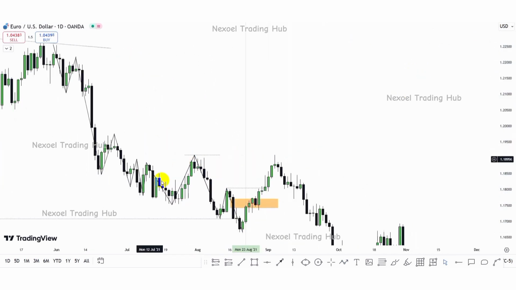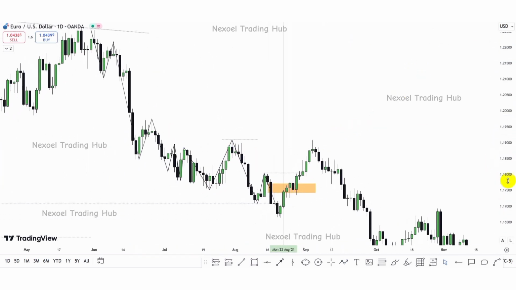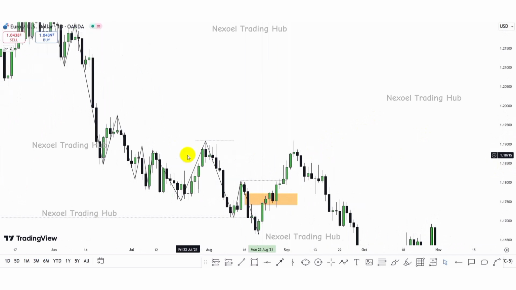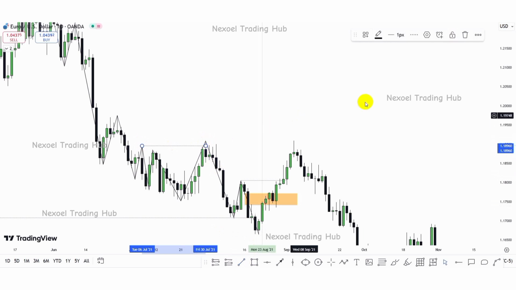Okay, we've marked it out here from the daily time frame. What you can see from the daily time frame is this. Are you seeing this high here? Now, we are basically looking out for the market taking out liquidity. Here, this high took out this liquidity, took out this liquidity, and also took out this liquidity.